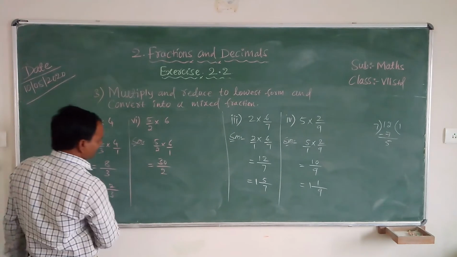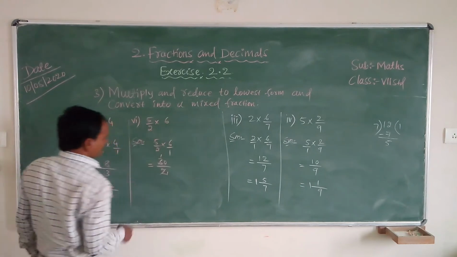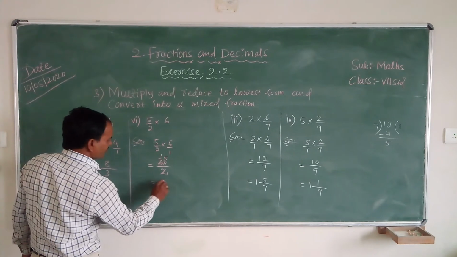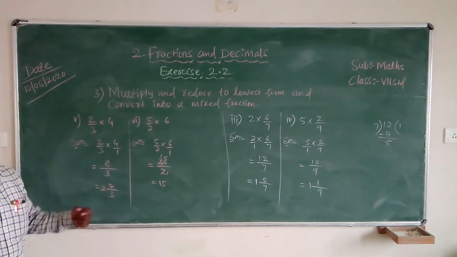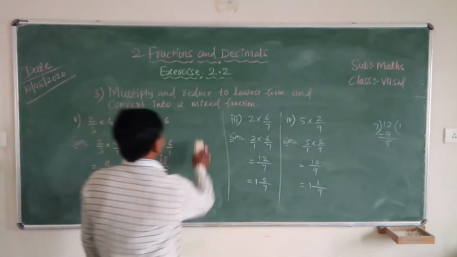Here if you can cancel, you cancel. 2 1s are 2, 2 1s are. So reduce to the lowest form. 2 1s are, what remains? 1 remains. 2 5s are 10, is equal to 15. Answer is 15 whole. So like this how to do it. Now next.